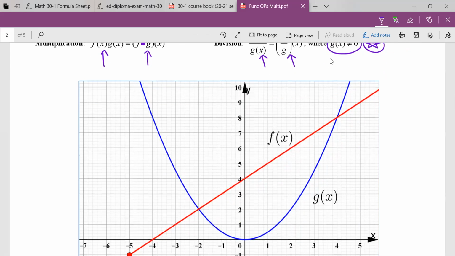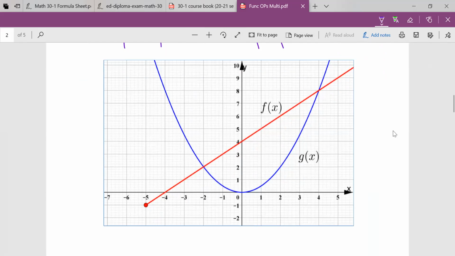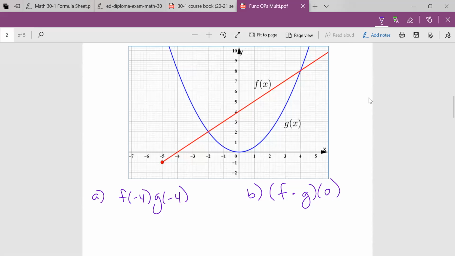So I've got two pretty graphs here for you. One's a quadratic and one's a linear, very similar to what I just drew for you on my calculator. Okay, let's take a look at these and let's answer some questions doing some multiplying and dividing. So let's look at these two cases. Let's look at part A.